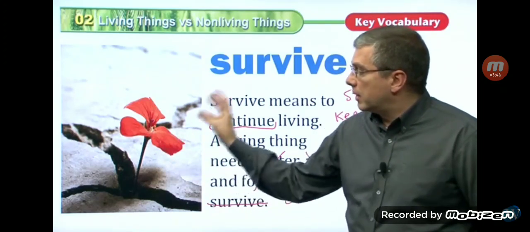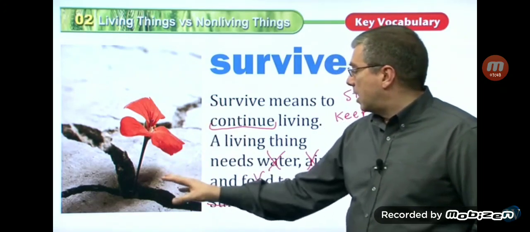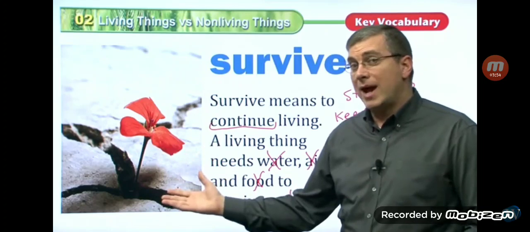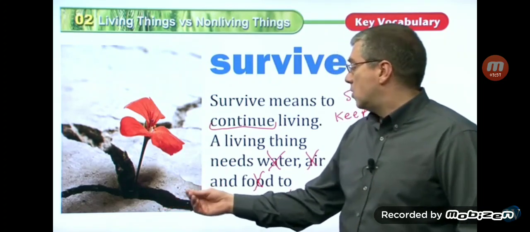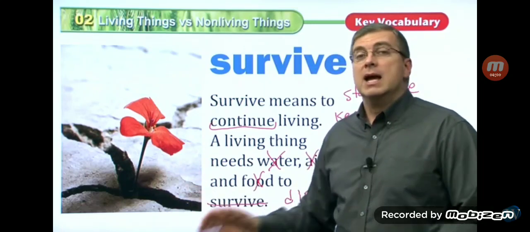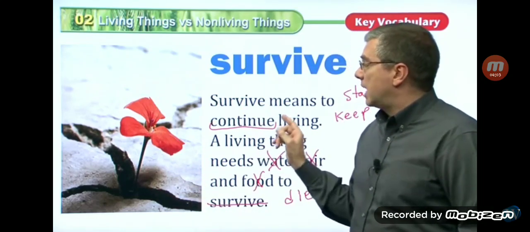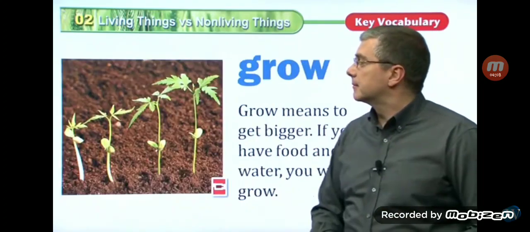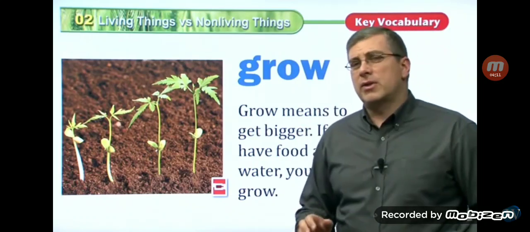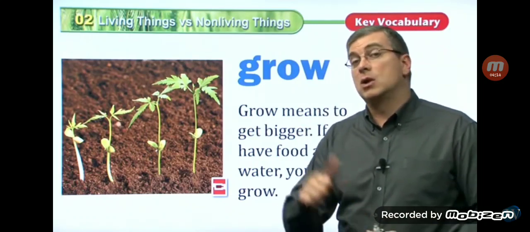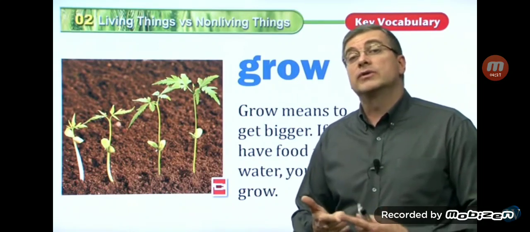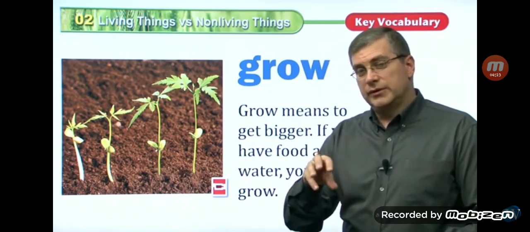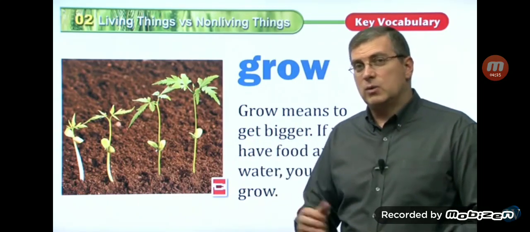Look here, this flower. It's growing up. It needs water, air, and food to survive, or it will die. No air, no food. So all living things need these things to keep living, to grow. Of course, living things grow. Living things change from a very small baby to an adult to very old.